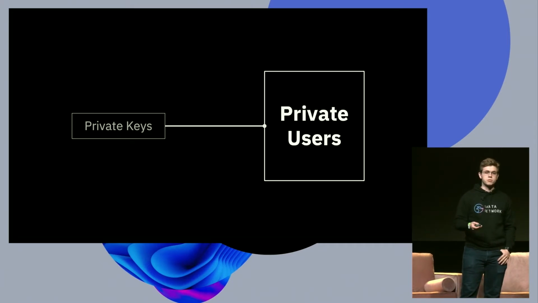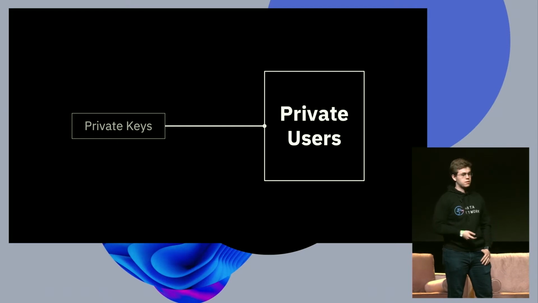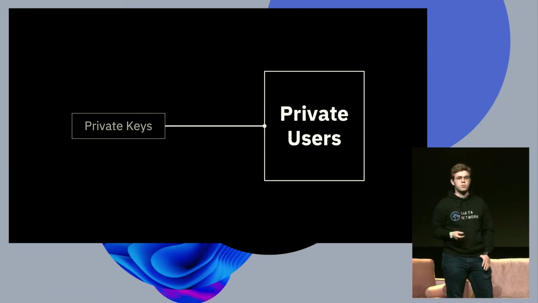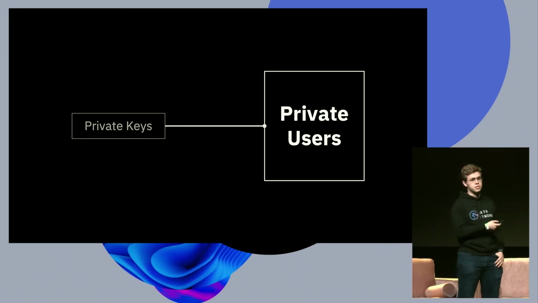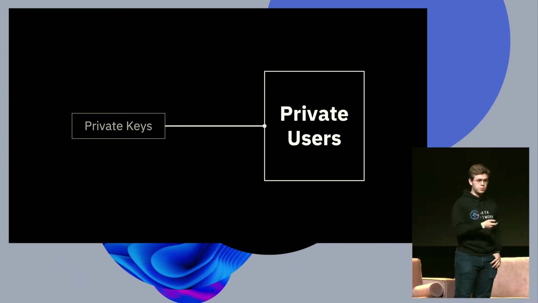And so what we really want to do is we want to have this paradigm shift where we take the notion of private keys and completely go into private users. Everything about the user should be private. It's the only way that we can achieve all these different applications and put them on chain.